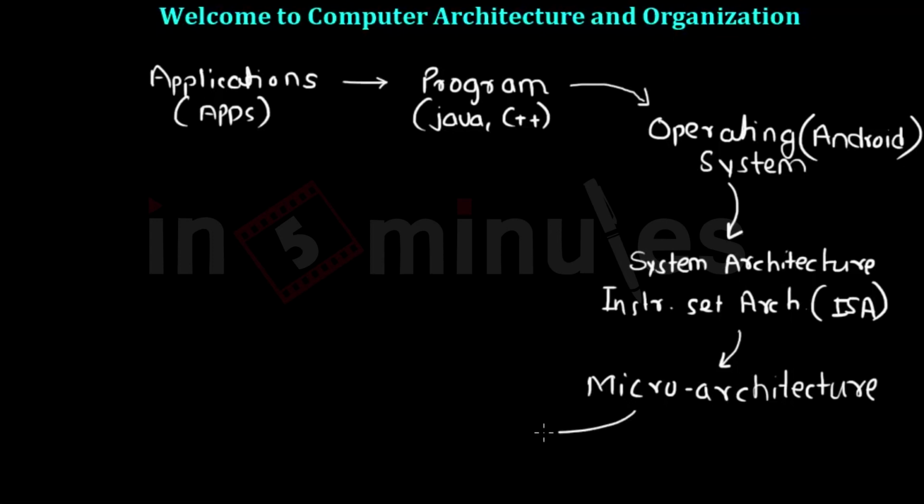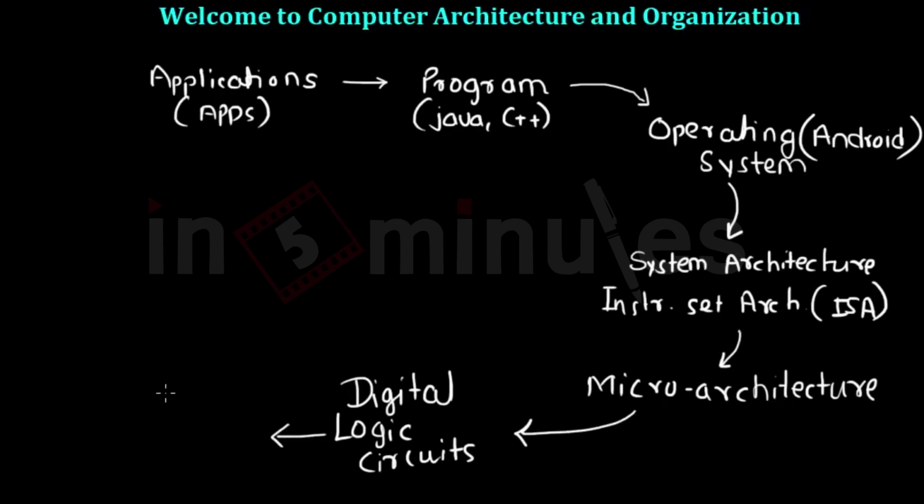A microarchitecture is implemented using various digital logic circuits. I'm sure you must have studied digital logic circuits in previous semesters, such as gates. Then using gates, we can build several combinational and sequential circuits such as registers or multiplexers and so on. So the microarchitecture is implemented using digital logic circuits. And finally, inside the digital logic circuits, we have transistor logic. And we all know that transistor logic finally operates on electrical signals, two-valued electrical signals basically.